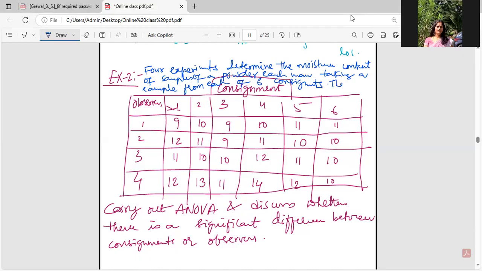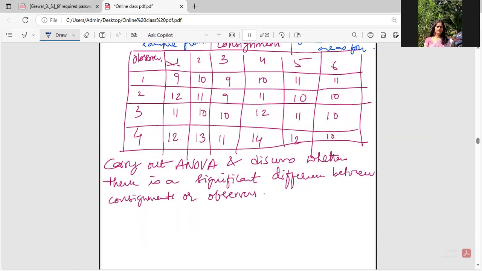The assessments are as follows. These are the observers 1, 2, 3, 4, and then 1, 2, 3, 4, 5, 6 are the consignments. He has asked clearly to carry out ANOVA. Discuss whether there is a significant difference between the consignments or observers. When the difference between two things is being asked, I'll go with two-way ANOVA. If multiple things are asked, I'll go with multiple-way ANOVA.